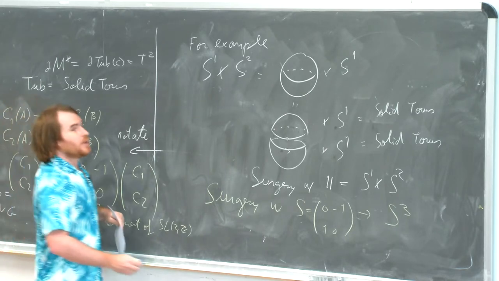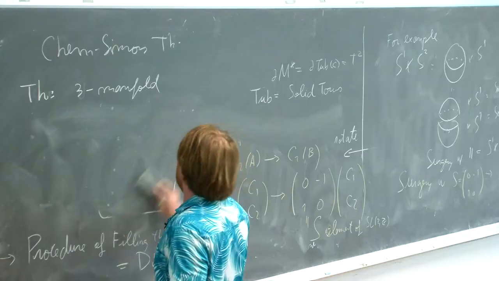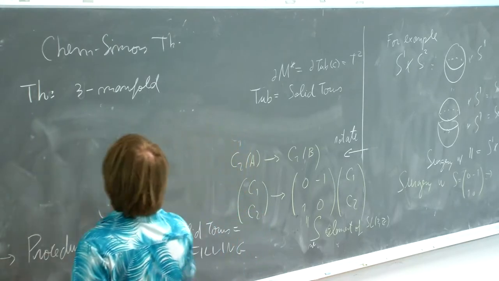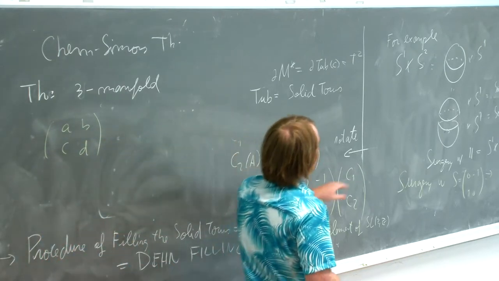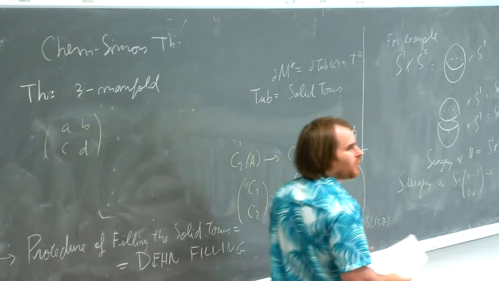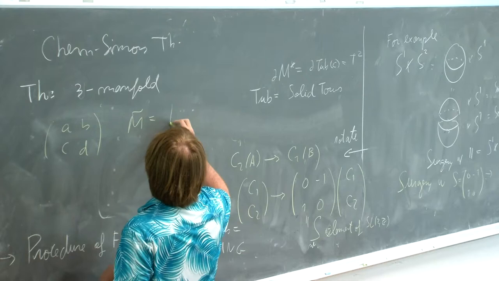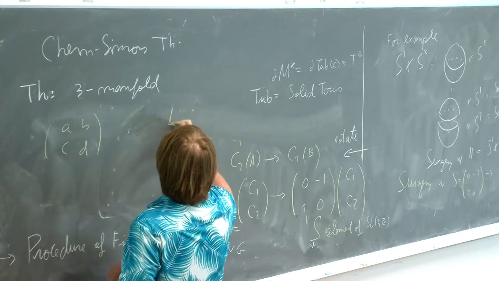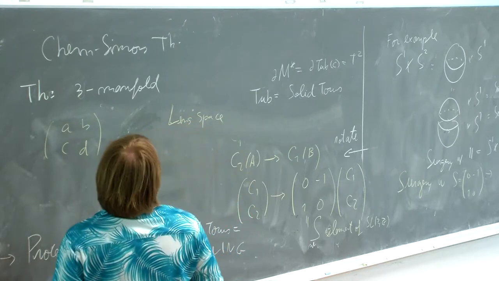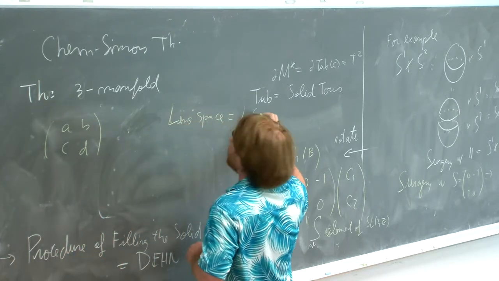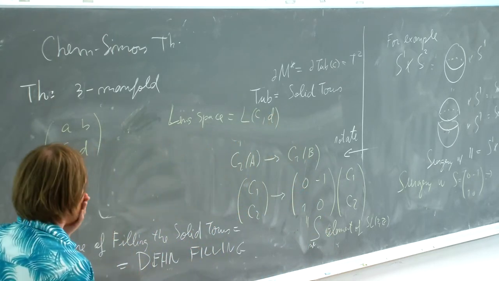And in general, for arbitrary A, B, C, D, starting from S1 times S2, you get what is called a lens space. So this M tilde is just the lens space, which you usually denote as L(C,D). It just depends on these two integers.